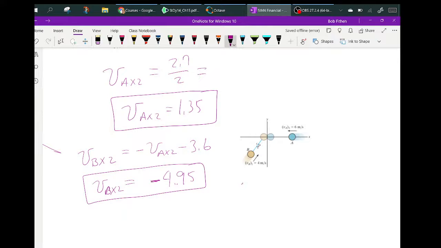Okay, so this is A. After impact, B is going in slower, since this is coming in at 6, and this thing is going to go off in this direction. And after the impact, this A block, or this little ball A, is going to go to the left at 1.35.